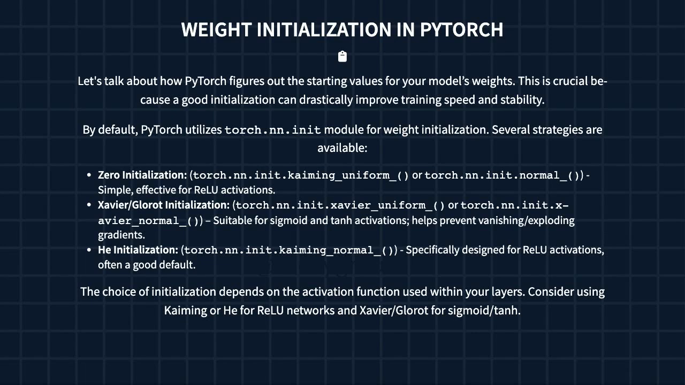PyTorch provides a handy module called torch.nn.init that handles this process. The default is pretty smart, but you'll often want to customize it based on the type of activation functions you're using. You can initialize with 0 values, or use something like Xavier initialization, which helps prevent those nasty vanishing and exploding gradient problems. Kaiming and He are other common choices that work particularly well with ReLU activations, a really important consideration when building your networks.